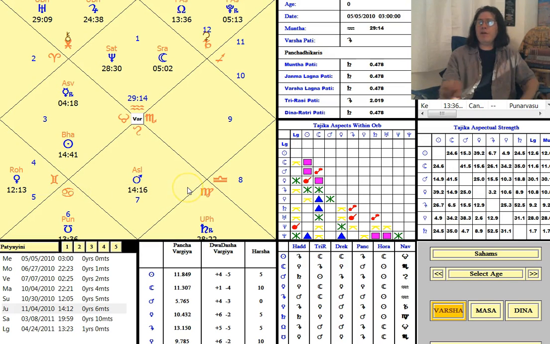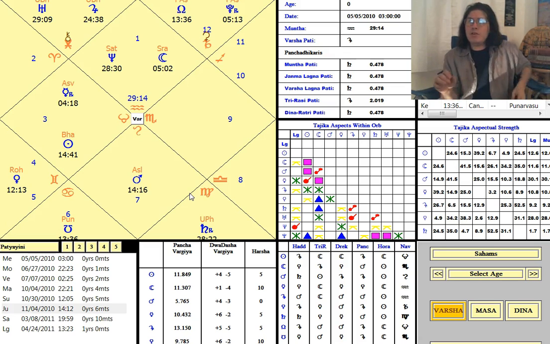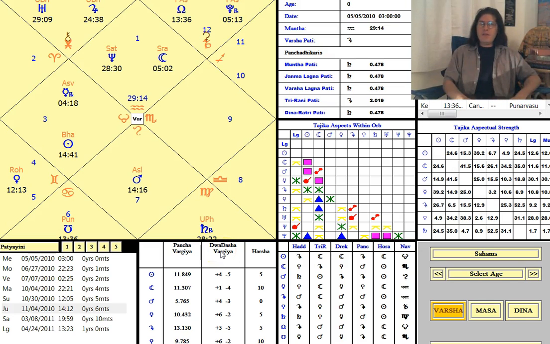Here we have a Varshafal screen. It's also known as solar return, which shows the exact day and time that the Sun returns to the original position as it was in the sky at birth. And here we have a chart for someone born on May 5th, 2012. Here is year 0, born at 3 a.m. So let's advance to see what dates correspond to the astronomical and astrological birth date.